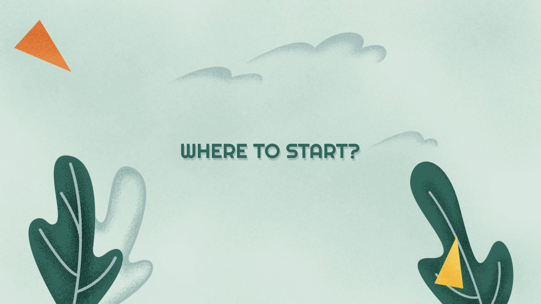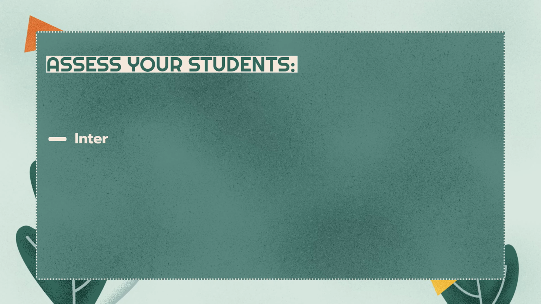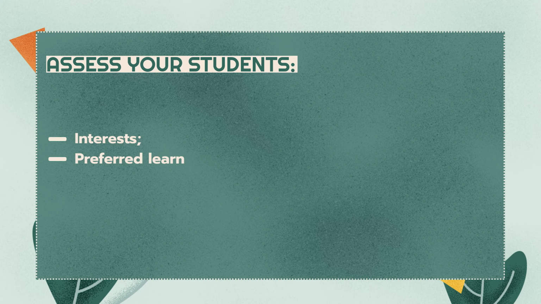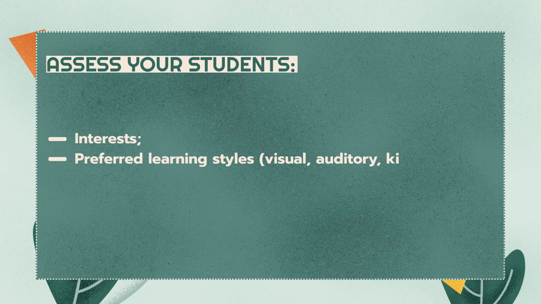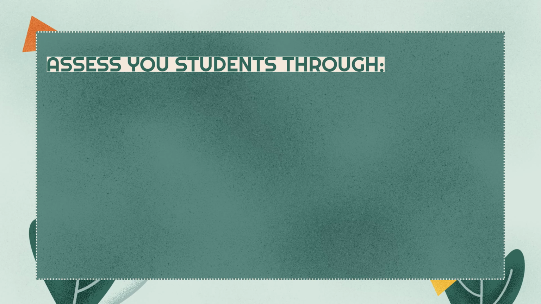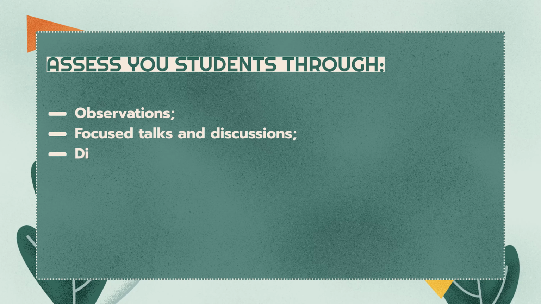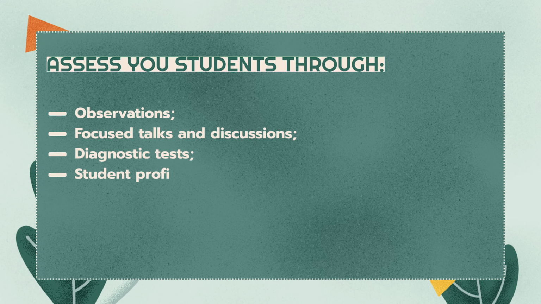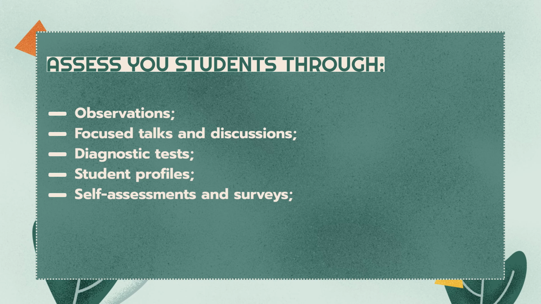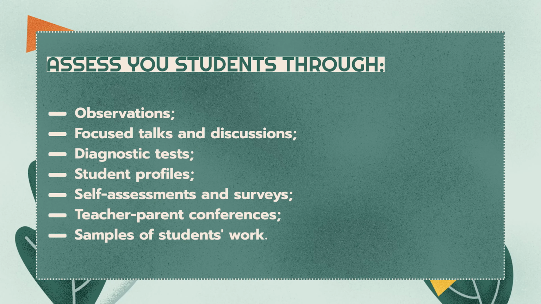Where to start? To make sure your differentiated instruction is effective, you, as a teacher, might want to start by assessing your students. Find out their interests, identify their preferred learning styles, visual, audio, or kinesthetic, and determine their English proficiency and skills. Assessing your students is possible in any of these ways: teacher observation, focused talks and discussion, diagnostic tests, student profiles, self-assessment and surveys, teacher-parent conferences, or samples of the student's work.